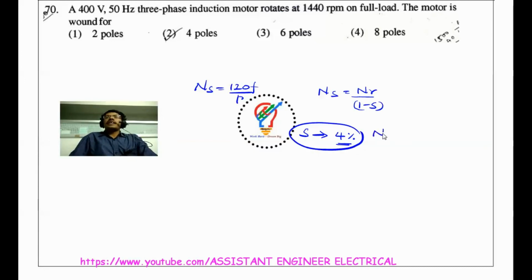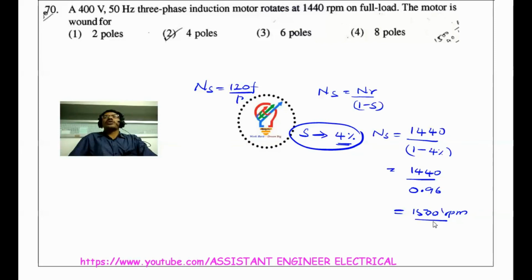So what is Ns? Ns = Nr/(1 - S), where Nr is 1440 and S is 4%, that is 0.04. So it is 1440 divided by 0.96, and we get 1500 RPM.